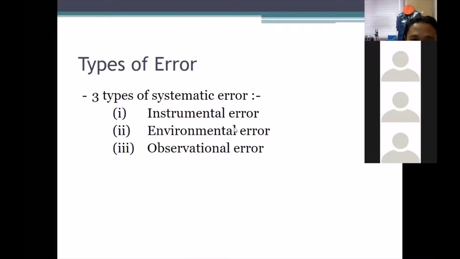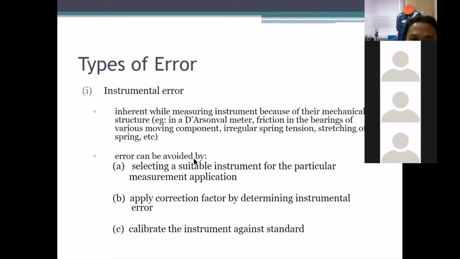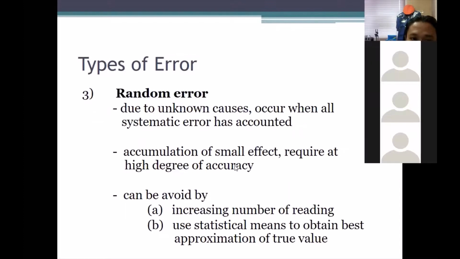After we have studied the instrumental error, environmental error, and observation error, the last part is the random error. This is unknown causes. We are not sure what the error is, so that's why we call it random error. But it has a very small effect. It is required at a high degree of accuracy. This random error can be reduced by increasing the number of readings and then using the statistical mean to obtain the best approximation of the true value. So normally we can increase the number of readings and also use statistical analysis.